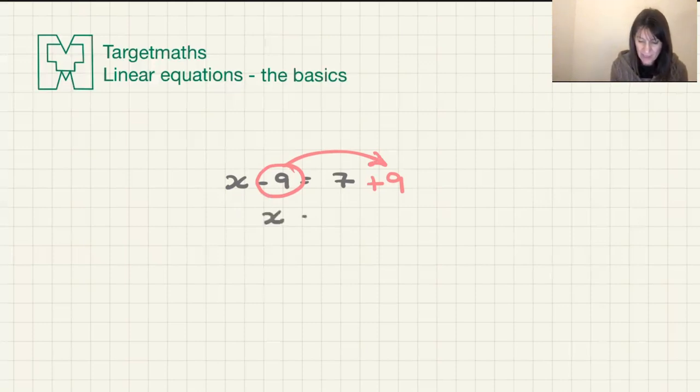X is now on its own. Yeah, that minus 9 has been moved. It's gone. X is on its own, and 7 plus 9 is 16. There it is. What does x equal? x equals 16.